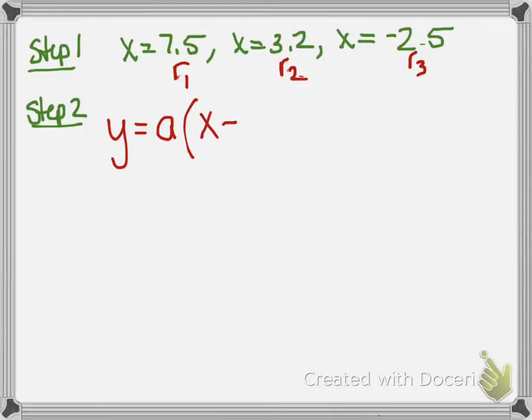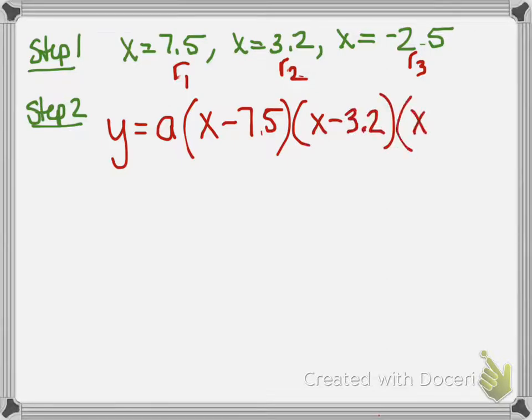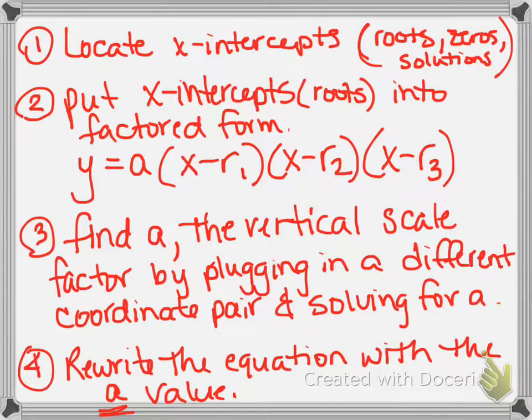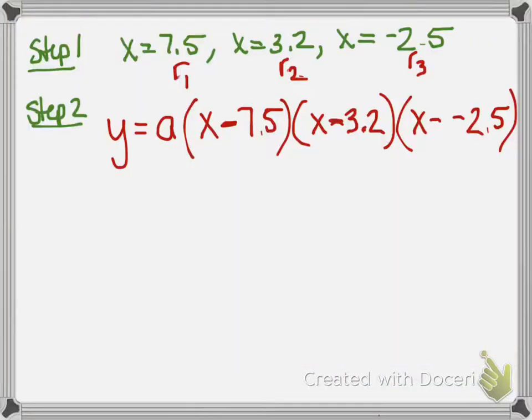So x minus root 1 is 7.5, times x minus 3.2, that's root 2, times x minus negative 2.5, because that's root 3. Now, if you're asking yourself, why am I writing minus? Go back and look at the equation. The equation was all subtraction. Here it is. So the equation has all subtraction, so when I write the equation, I have to use it correctly and put the subtraction. Now, the first two are pretty good. This last one, though, we're changing that from minus the negative to addition.